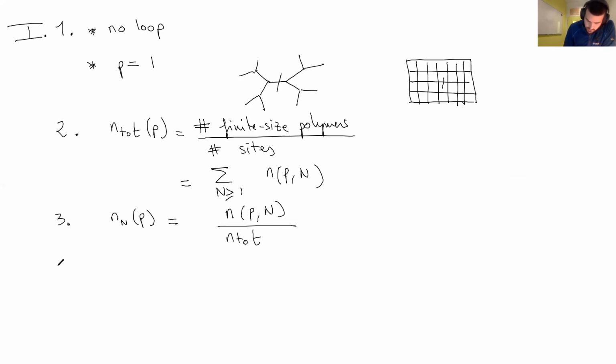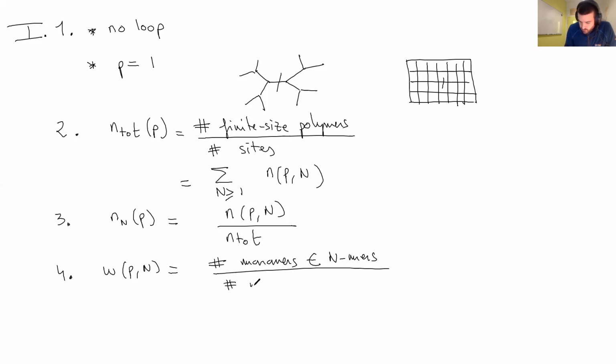All right, so let us continue. We are interested in the weight density. So let's call it W, for instance, which is a function of P and N, which is the probability for a monomer to belong to an N-mer. So it's the number of monomers belonging to an N-mer divided by the number of monomers, or sites. Sites and monomers are the same. So what is this quantity?